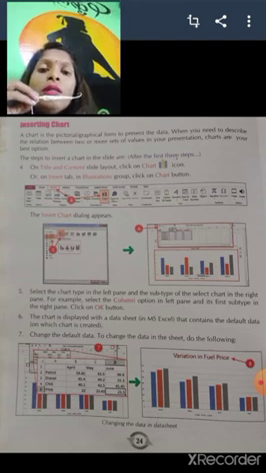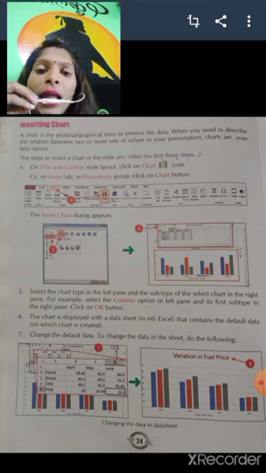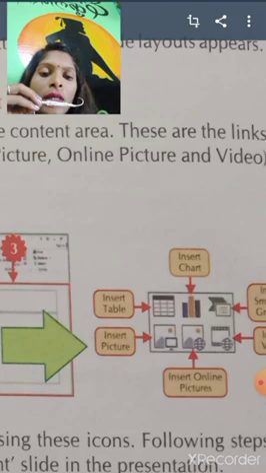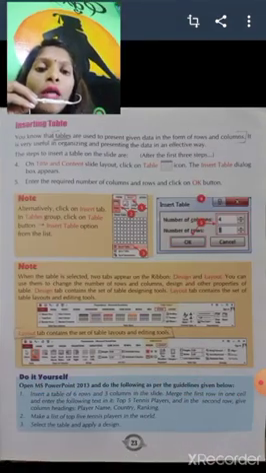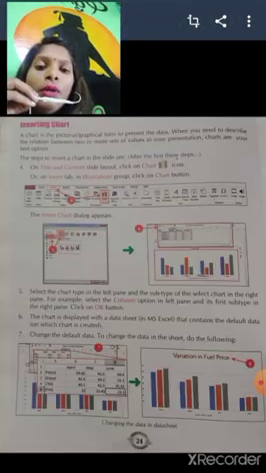The steps to insert a chart in the slide are, the first 3 steps are the same. Open MS PowerPoint, select blank presentation, select the Title and Content layout, and then click on the chart icon. Where is it? Yes, here it is: insert picture, insert table, insert chart. Did you see? After clicking on that, it will open this type of ribbon for charts.